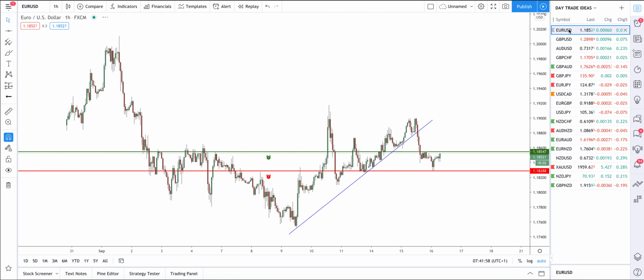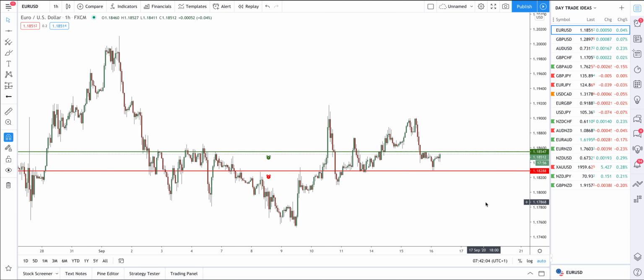Euro USD, I have some levels marked out already, and this is going to be a rough idea, a rough guide. You can see where my zone is now.